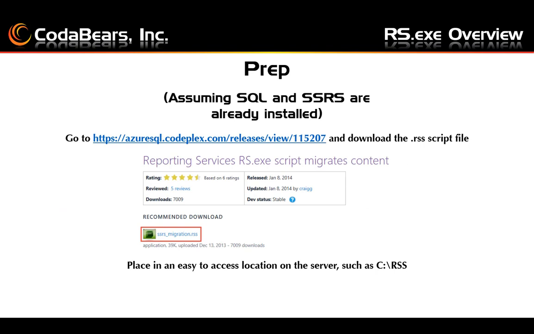Assuming that SQL and SSRS are already installed on the server you are going to run the rs.exe utility from, you need to go to the website shown and download the .rss script file. And then you're going to place that in an easy to access location on the server. For example, in the C drive, create a folder called RSS and place that file within that folder.